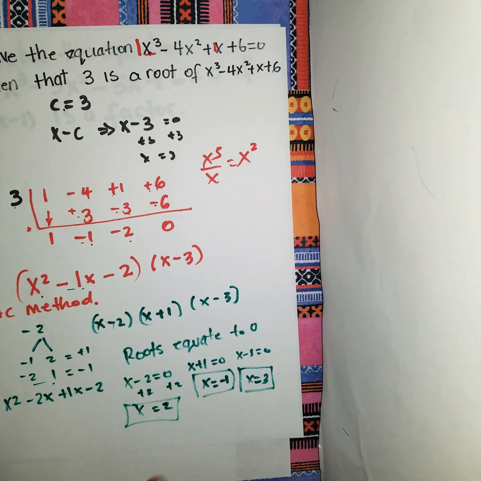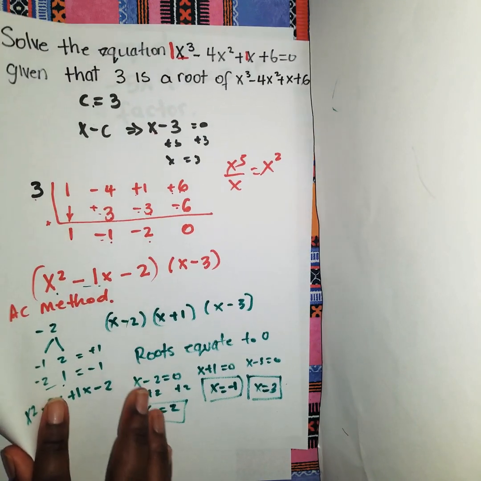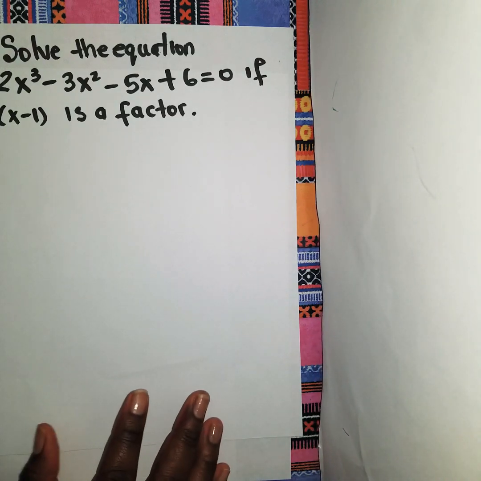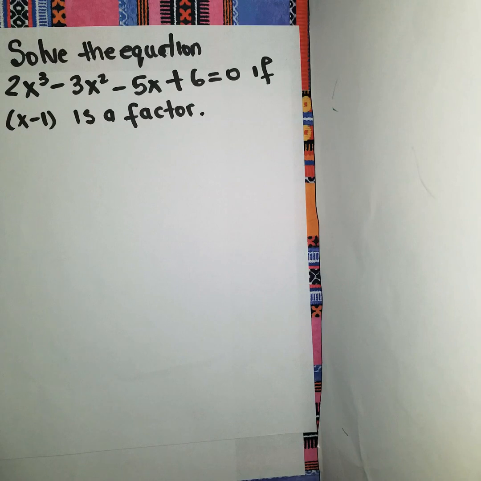I hope you understand this first working. We're going to continue into the next question. So for this question, it says solve the equation 2x cubed minus 3x squared minus 5x plus 6 is equal to 0 if x minus 1 is a factor.